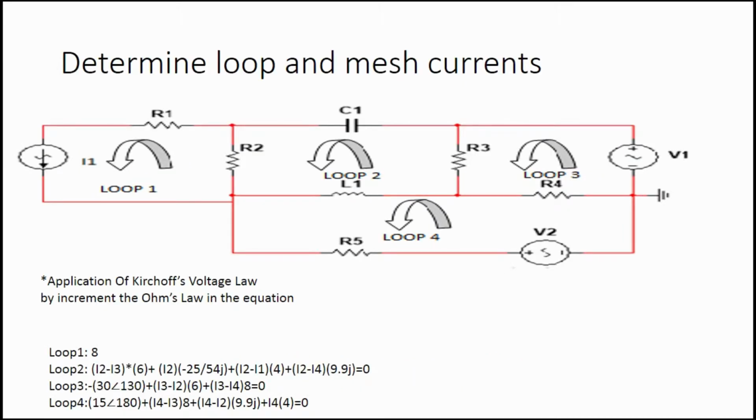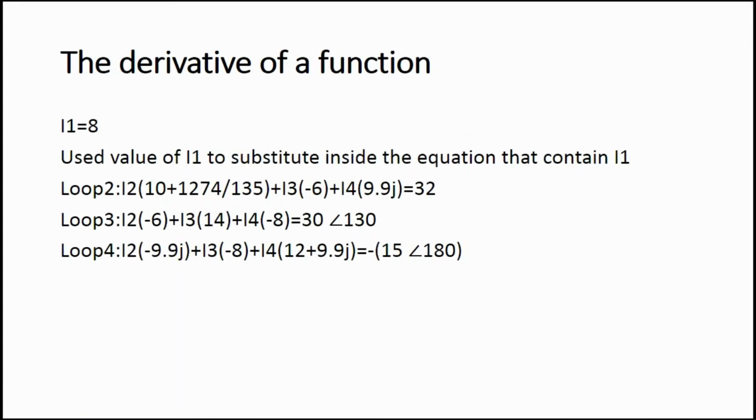For this method, we need to apply Kirchhoff's voltage law together with Ohm's law. The equations given are the values that we determine for each of the loops. Based on the equations given, we know that the value of I1 equals 8. Right now, we are going to substitute the value of I1 into each of the loops that contain I1. Based on that, we can reduce the number of equations that we need to use.